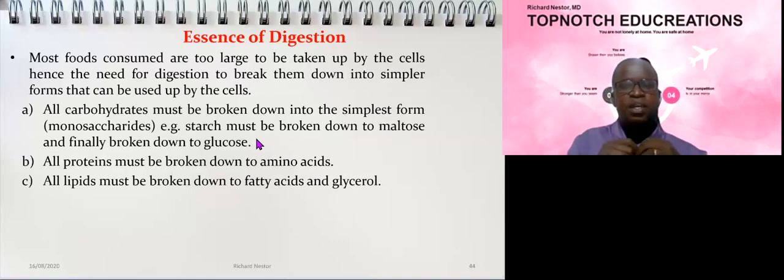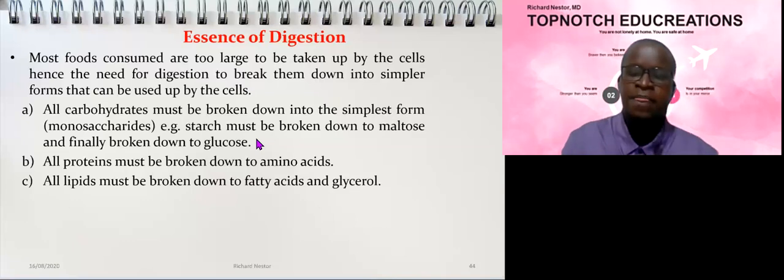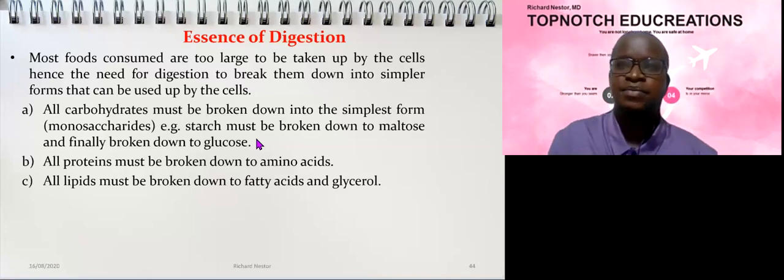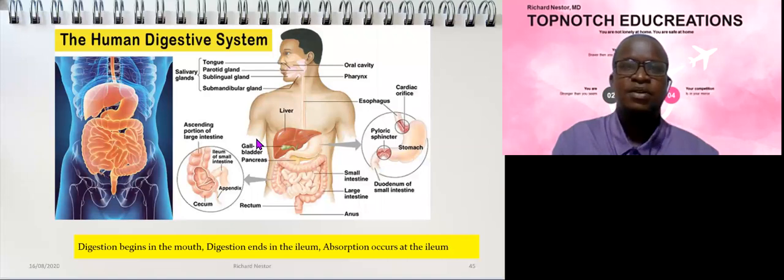So if we're talking about digestion, these are the processes that must take place during digestion. It's always very essential because this enables you to know when digestion is completed in the body. And still also, the anatomy of the digestive system is very, very important.